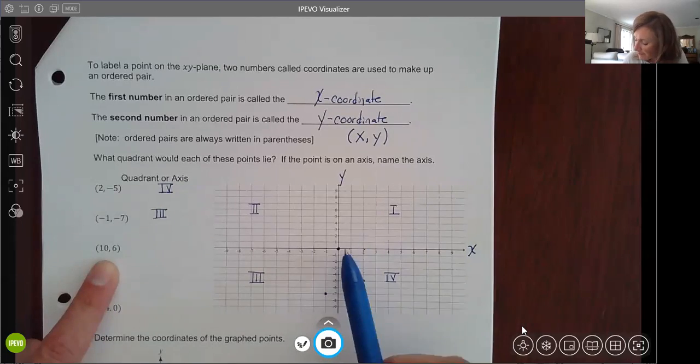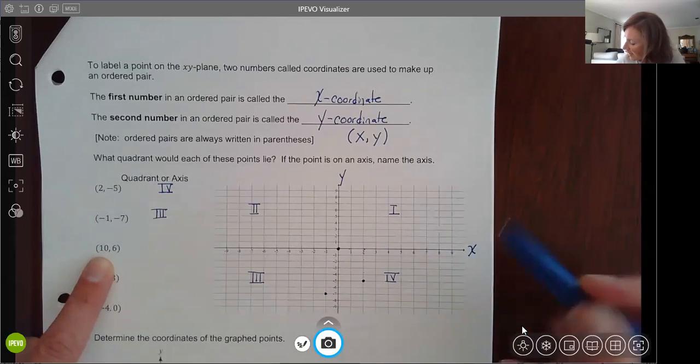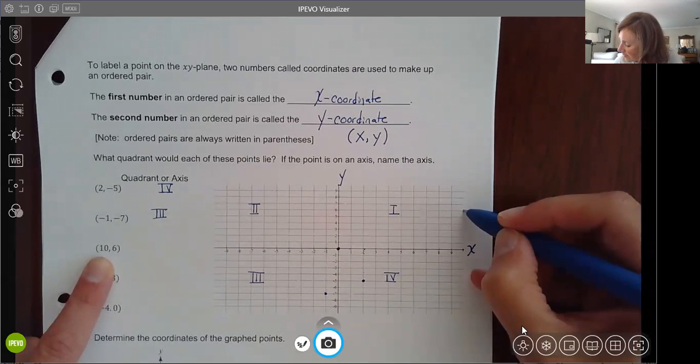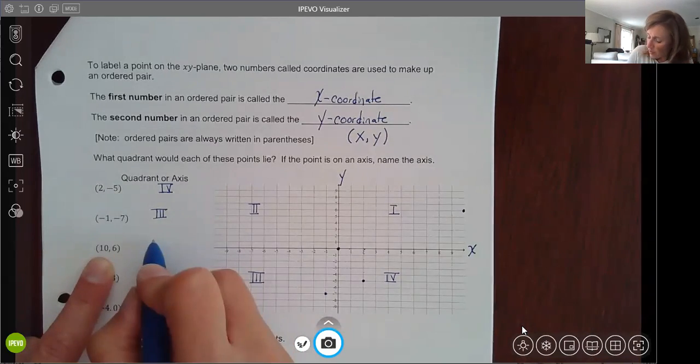10, 6. Okay, both positive. So we're going to go to the right 10 and up 6. So that point would be in quadrant 1.